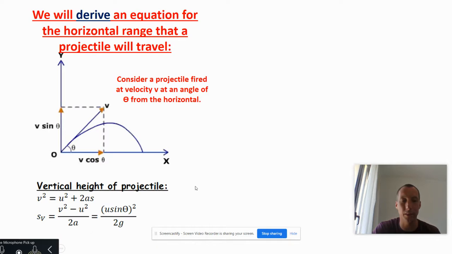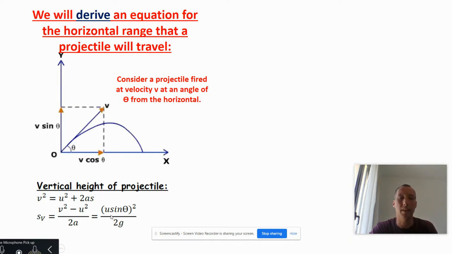So the first thing we're going to do is work out the vertical height that the projectile is going to go, because we need this in order to get to the next stage. For the height that a projectile is going to get to, we would use v squared equals u squared plus 2as. I'd rearrange it to give the vertical height. So this is s. I've put a v there just to show that we're only looking at vertical. And obviously, if I rearrange that equation, I get v squared minus u squared over 2a.